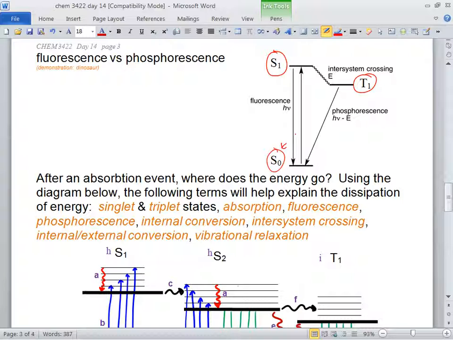But if you wait around long enough, and milliseconds is a very long time in the microscopic world, it will happen. Those transitions are called not allowed. But if you wait around long enough, it will happen. That's phosphorescence.